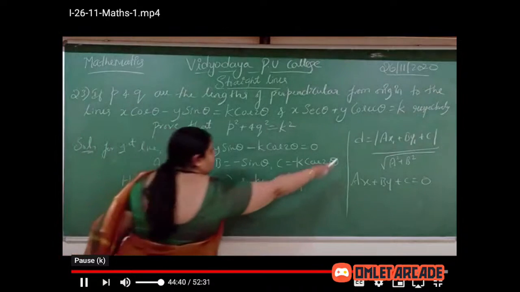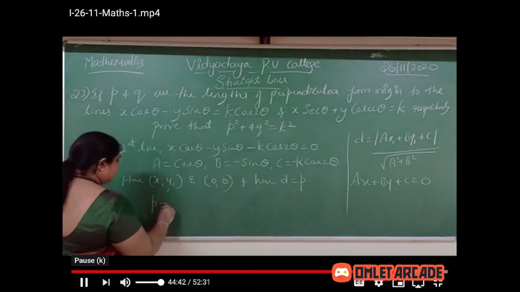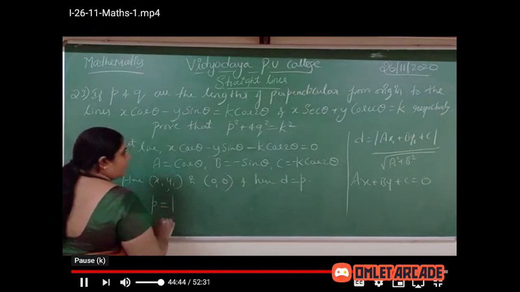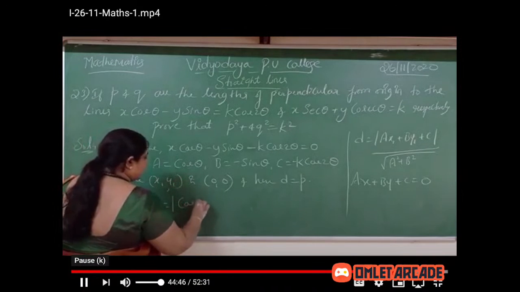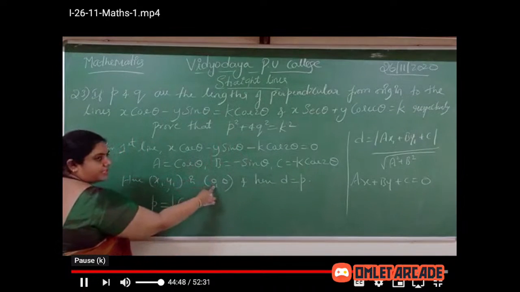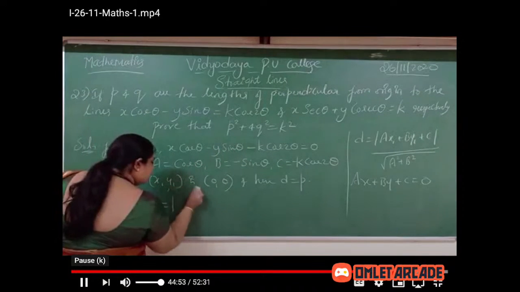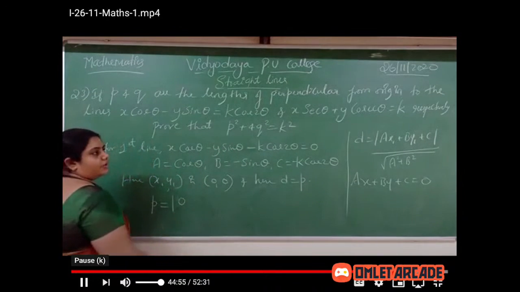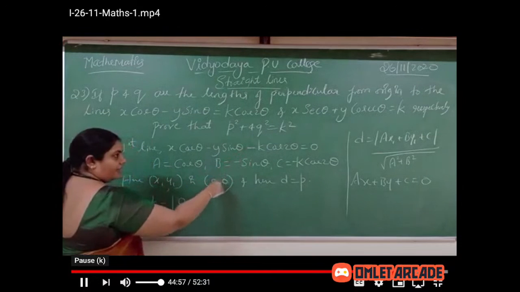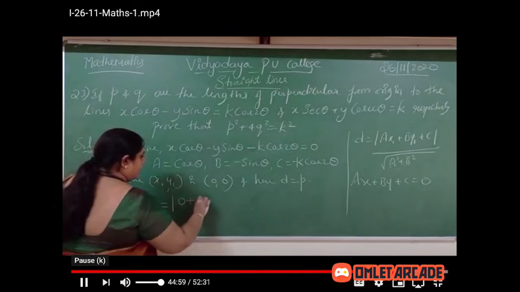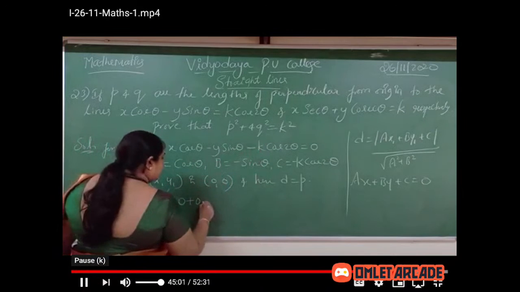What is D? I am using this formula, students. We have P. P is equal to mod of A cos theta. X1 is what? 0. X1, Y1 is 0, so this will be 0. Plus B y1. Again, y1 is 0. And C1 is what?